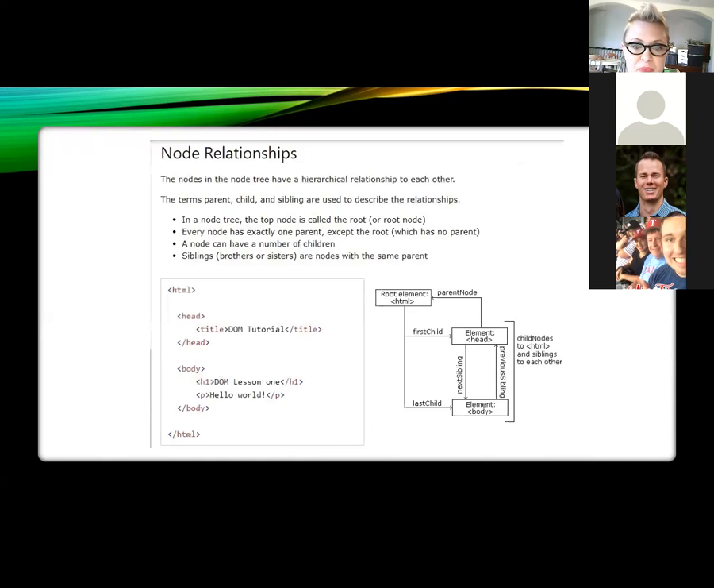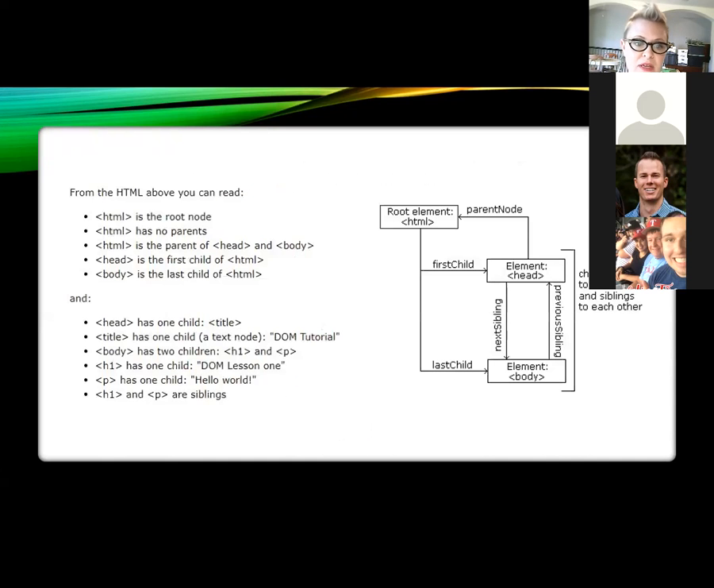The top node is called the root node or the root. Every node has one parent except for the root, which has no parents. A node can have any number of children, and the siblings all have the same parent. So in that previous case, the HTML was the root node. It has no parents. It is the parent of the head and body nodes. Head is the first child of HTML. Body is the last child of HTML.